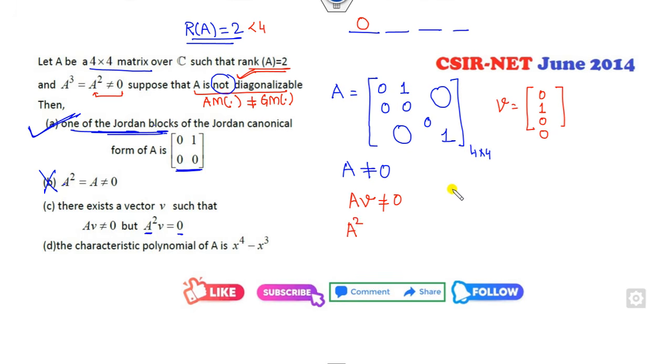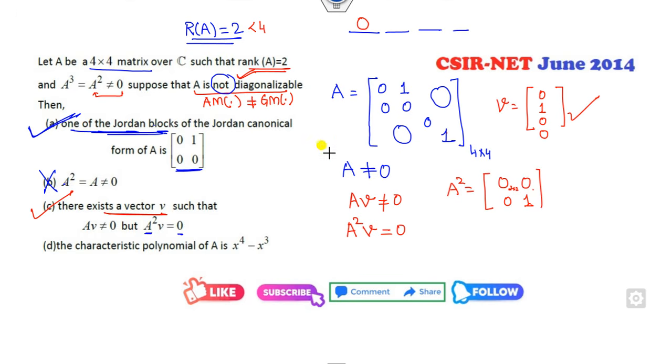What is my A square? If you find A square, it will be 0 0. The last element will be 1 only. And if you multiply this by this vector, it is basically a 2 cross 2. Fine. Then A square V will be 0. So there exists a vector. Yes, there exists a vector.